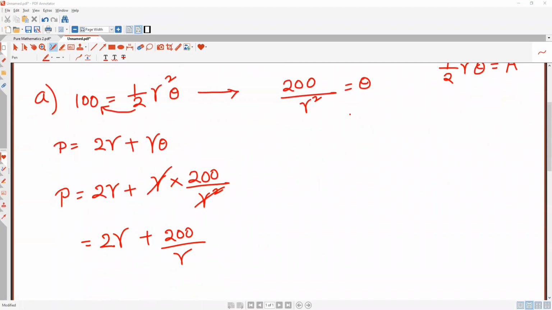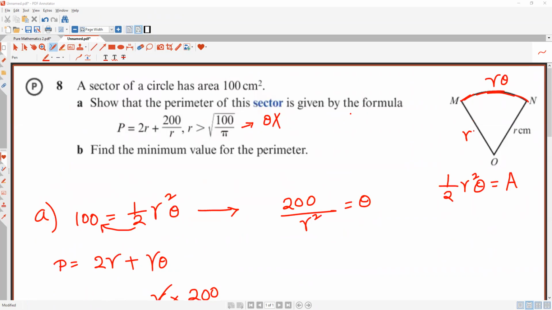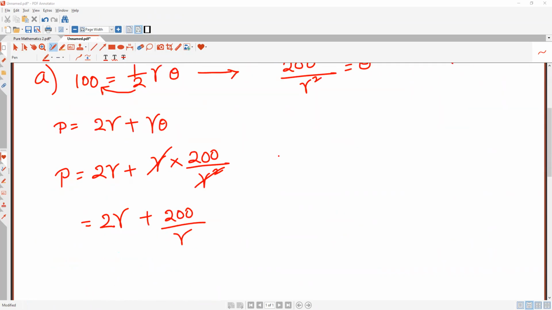So for part b, tomorrow there is a doubt. One of them had a doubt in part b. They said find the minimum value for perimeter. Now, Mehak, this is one of the easiest. Find the minimum value. For a minimum, dy by dx equals 0, right? So for the minimum value of perimeter, first find dp by dr. Differentiate it, but before differentiating you need to simplify it.